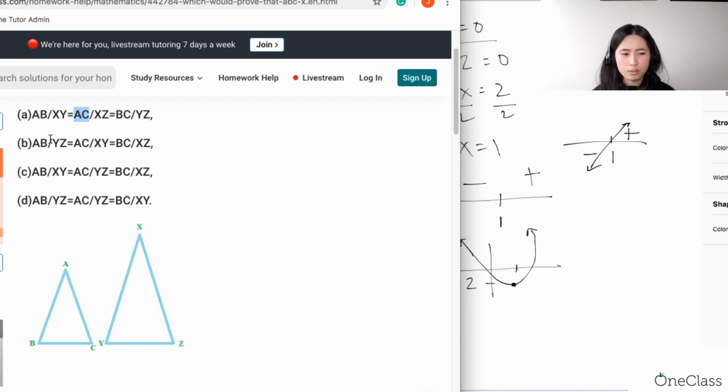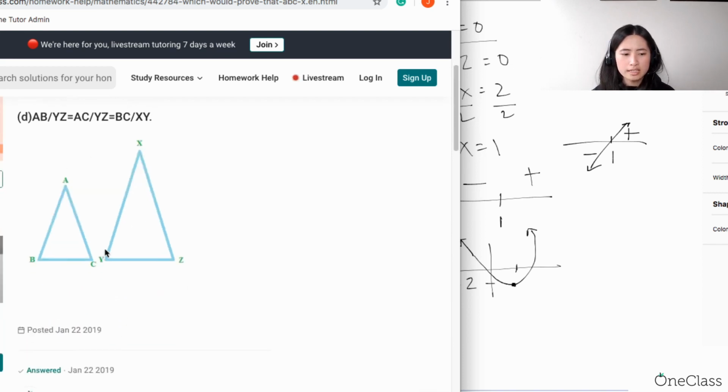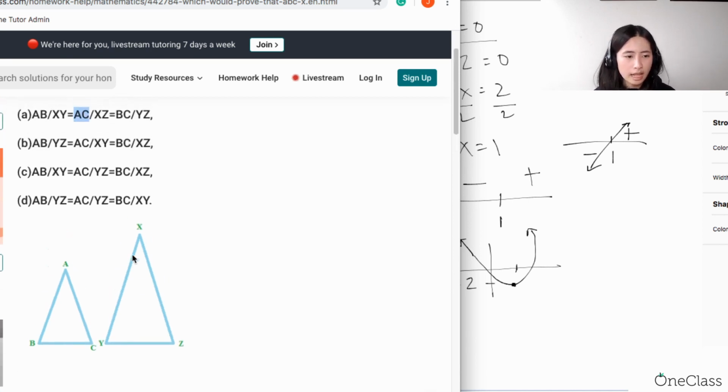And the reason why B is wrong is because if you're taking AB and you're saying that this is over YZ, they're not really coming from the same side. They're not corresponding to the same side. That's why B is incorrect, right? You can't use that. You need to have the corresponding side.